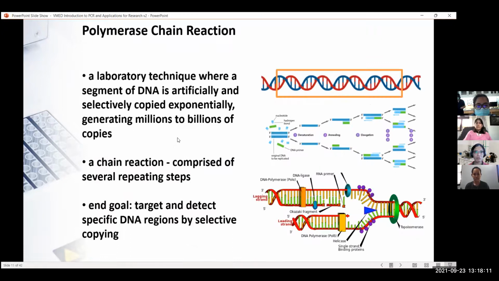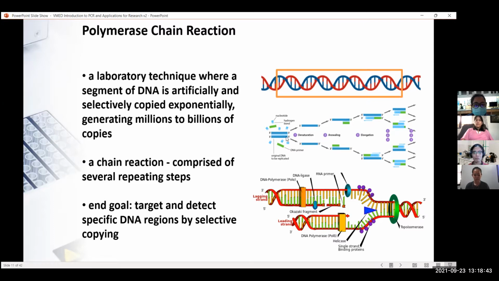PCR is a laboratory technique where a segment of DNA is artificially and selectively copied exponentially. So it's like photocopying a book. When you photocopy a book, you don't usually photocopy the entire thing. You photocopy only a page or a few pages. So it is the same thing. In PCR, you don't usually copy the entire genome because that's too big. You only copy a segment, maybe a few hundreds or a few thousand spaces long.